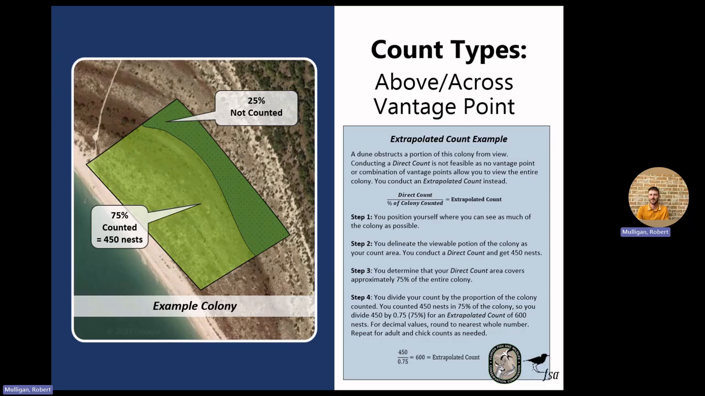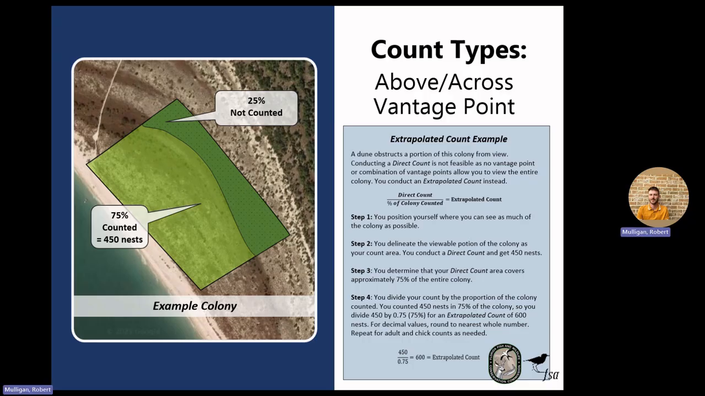You conduct a direct count of the nests in this viewable portion of the colony. Remember, a direct count is the average of two counts. In this example, your direct count of nests in the viewable portion is 450. You determine approximately what percent of the entire colony your direct count area covers. Here you approximate that you counted 75% of the entire colony.